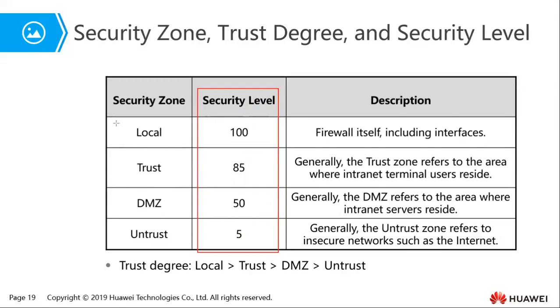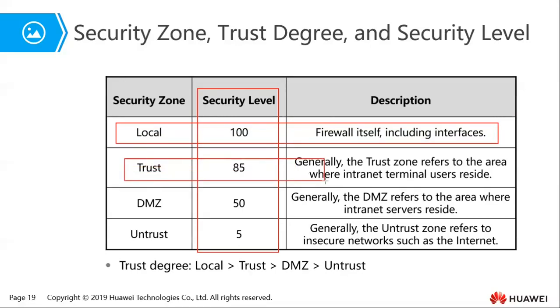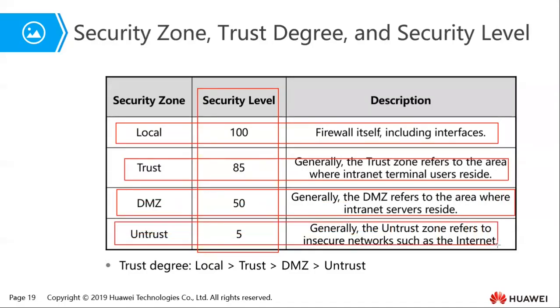So for example, the local zone, which is the firewall itself, has a security level of 100, trust zone 85. So generally, trust zone refers to the area where intranet terminal users reside. For the DMZ, the security level is 50. Then for the untrust zone, we have a trust degree, or security level, of 5.